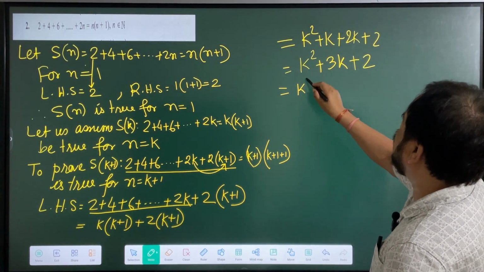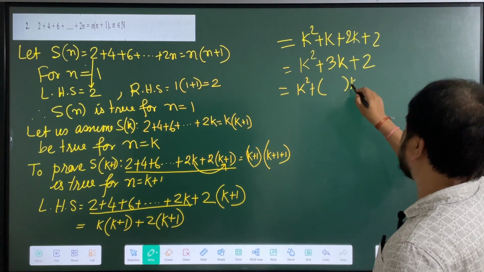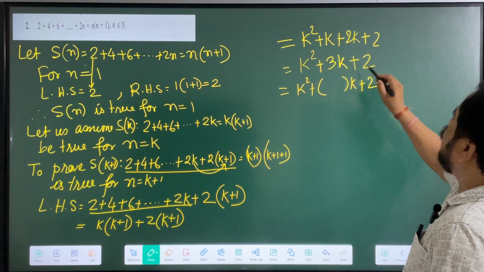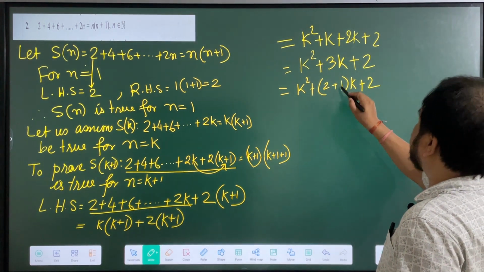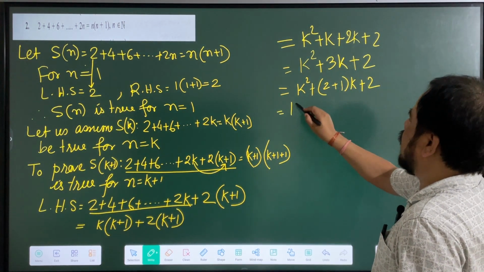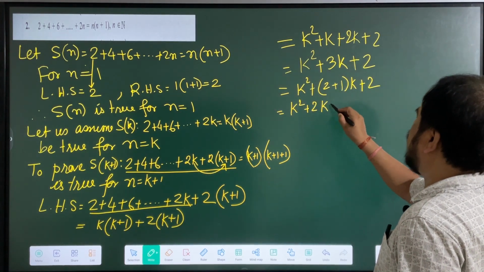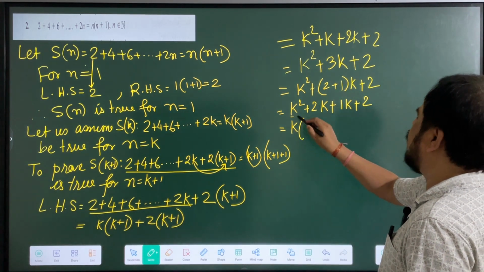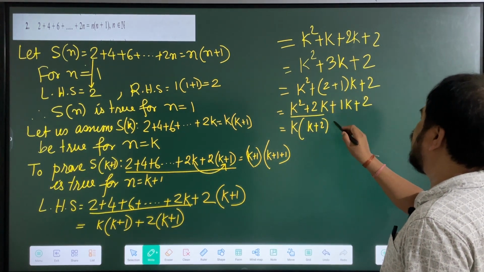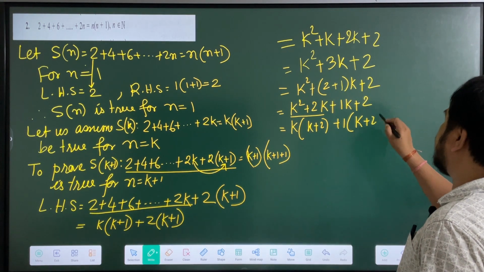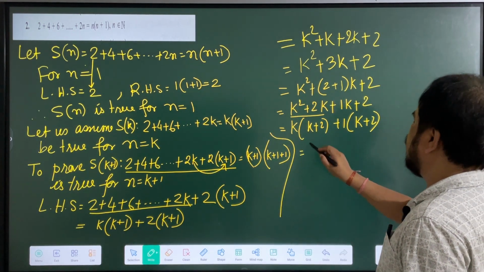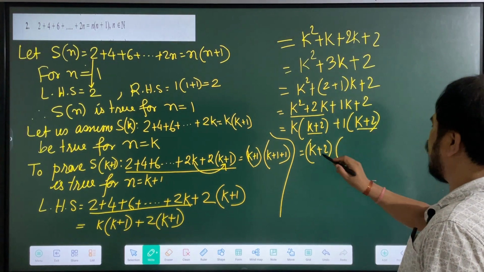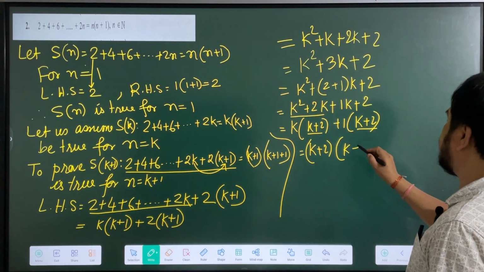This one we can do by middle term factorization, which all of you know. 2 into 1 is 2 and 2 plus 1 is 3. k² + 2k + 1k + 2. k can be taken common from the first two terms, k(k + 2). Here 1 can be taken common, 1(k + 2). So k + 2 taken common from both. What is left? k + 2 common, k + 1 is left.